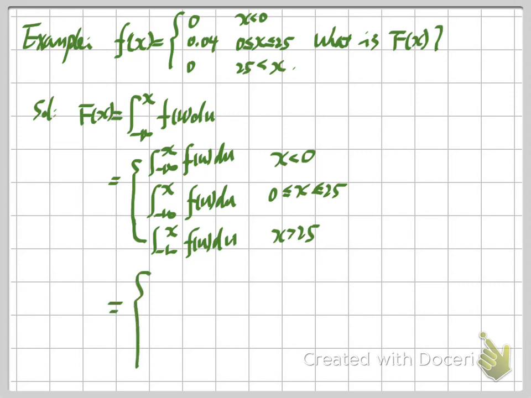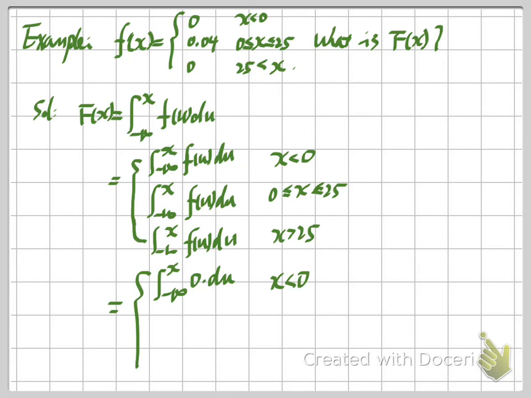So if we look at the first one, x is smaller than 0. In this case, the value of our PDF is always equal to 0. So that means what we will plug in this equation is the integral from negative infinity to x, and the value of our PDF is 0, du. And then when x is between 0 and 25, what is the value of our PDF?